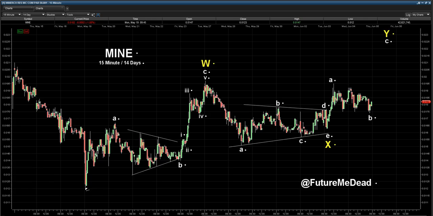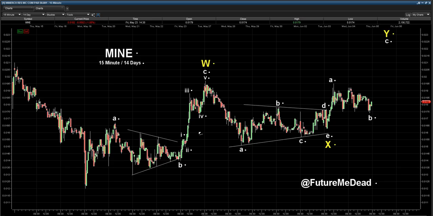Okay, so zooming back in, what we have from May 19 through the open of May 27 is a three-wave move. I've labeled it here A, triangle B, 5-wave move up in C. C waves in Elliott wave are always 5 waves. They're always impulse waves. You can see it here denoted 1, 2, 3, 4, 5.